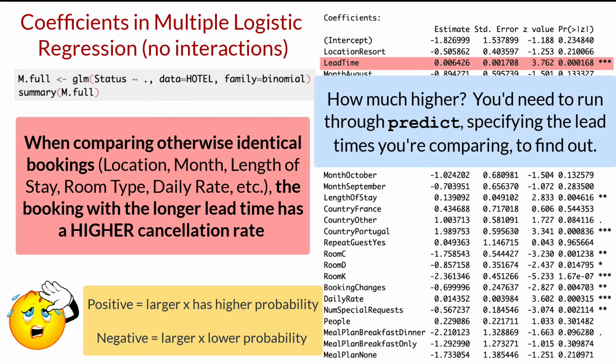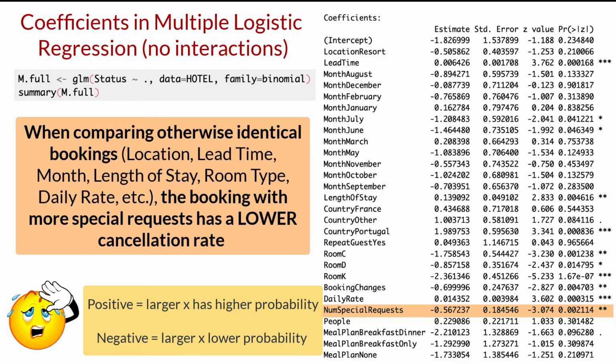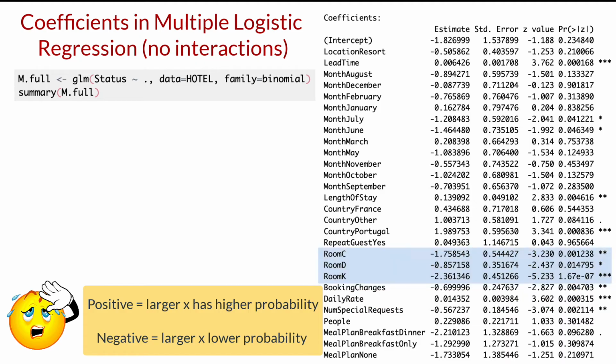Now, the coefficient doesn't tell us how much higher, since that actually depends on the difference in the lead times. We need to run our model through the predict function to get concrete numbers. Now, if we look at the coefficient of the total number of special requests, we see that it's negative. So this lets us know that when we compare otherwise identical bookings, same location, same lead time, same month, same length of stay, same room type, same daily rate, etc., the one with more special requests has the lower probability of being canceled. How about room?